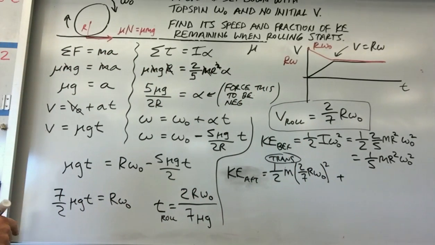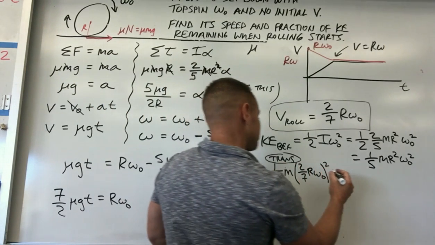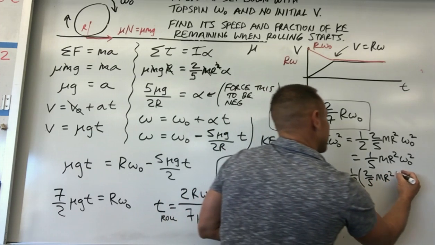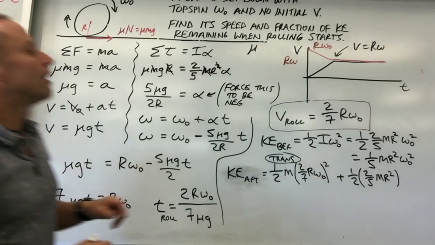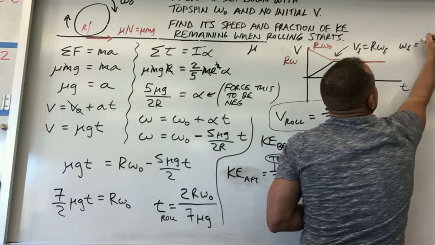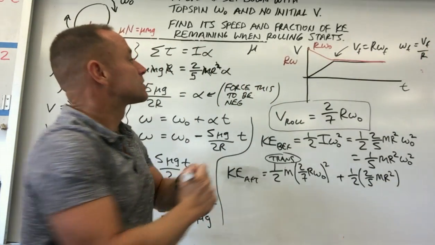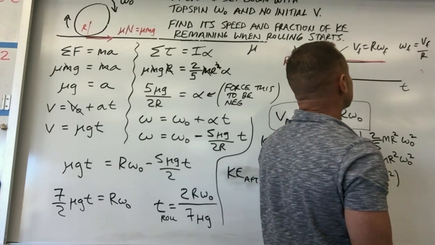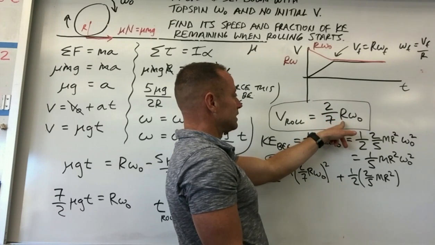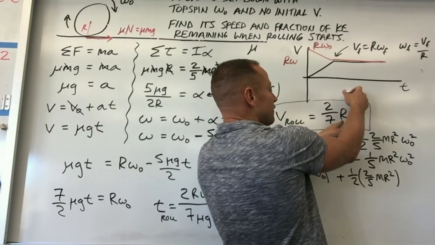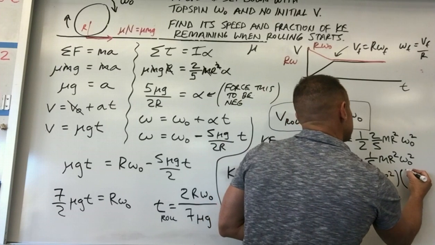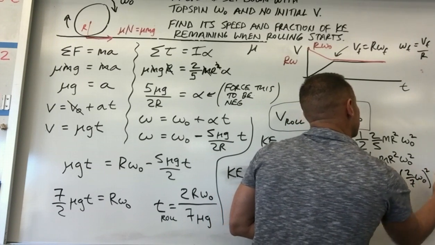And then we need to add to that the rotational part. So that's 1/2 I omega final squared. That is going to be 1/2 of 2/5 mr squared, times omega final squared. Since v equals r omega, v final equals r omega final, so omega final is just going to be v final over r. So we can make that substitution here. Omega final squared is going to be v final over r, squared. We'll square it, but then we have to divide out r squared. So forget about the r then. It's going to be 2/7 omega initial squared.